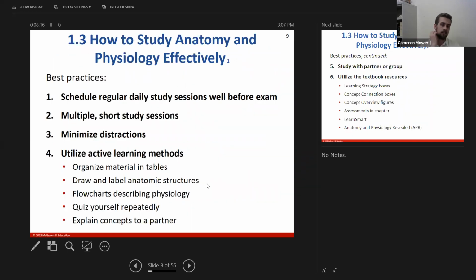So here are some ideas. Now this slide was in the textbook PowerPoint slides. And I thought about just getting rid of it because you guys should know how to study by this time, and I'm sure that most of you do. And then I thought, no, let's leave it in because this is good stuff to be reminded of, or good stuff to think about if you haven't already thought about it. Best practices for studying anatomy and physiology.